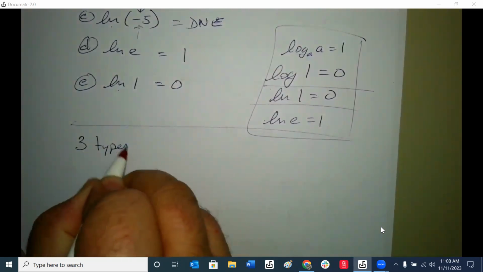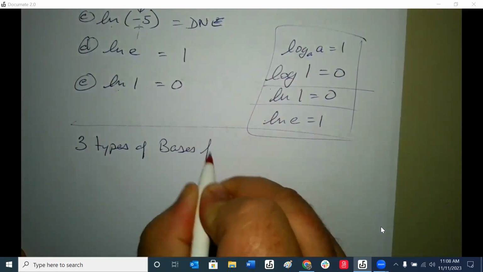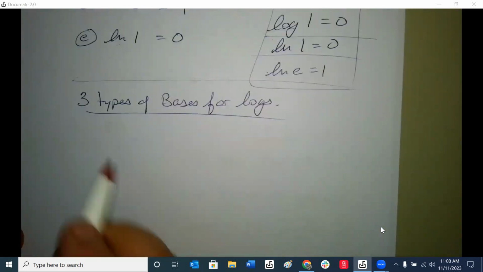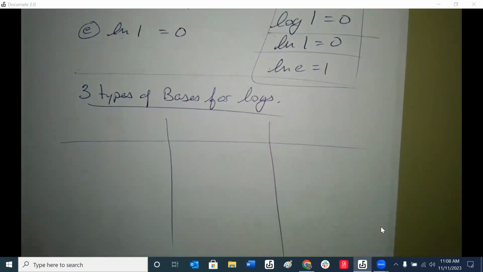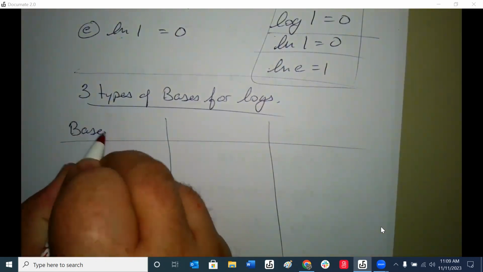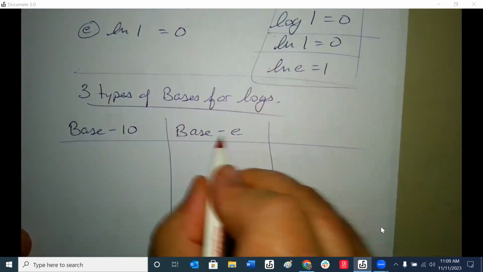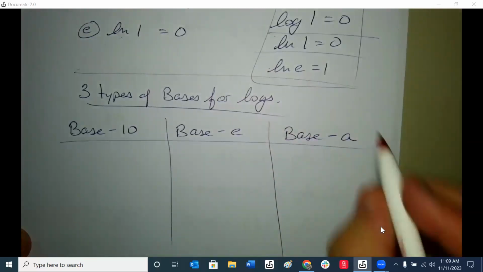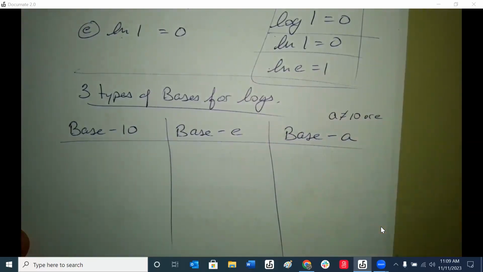There are three types of bases for logs. And depending on the base, that depends on what the function is. We have base 10, base E, Euler's number, and base A, where A does not equal 10 or E. It could be anything else.